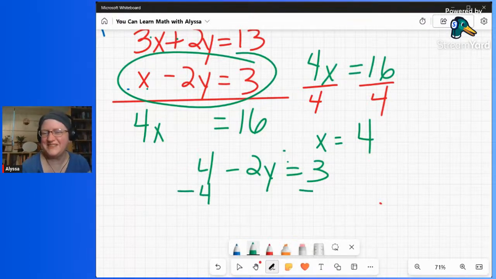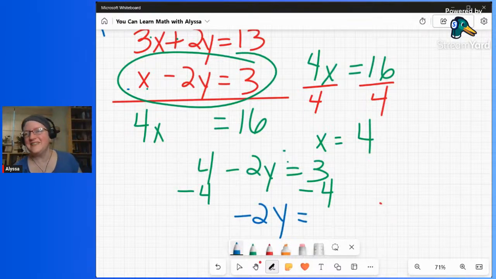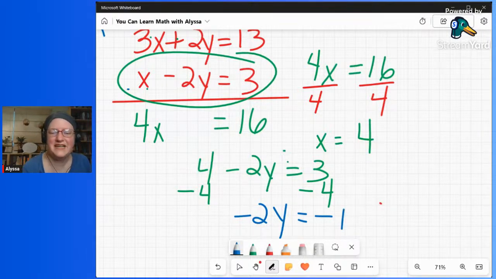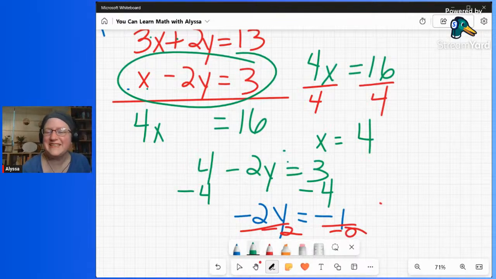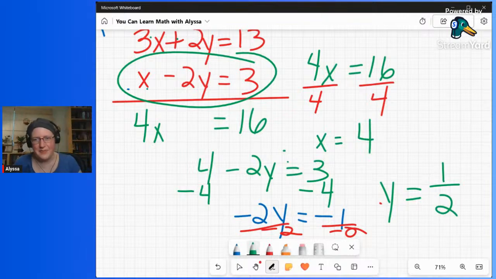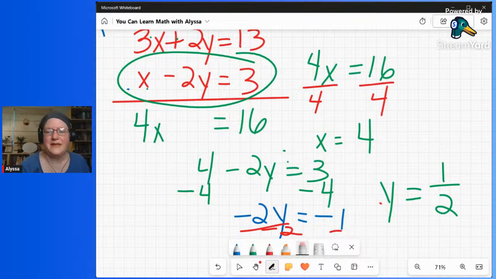Minus 4 from both sides. Get rid of that positive 4. So a negative 2y on the left. 3 minus 4 is negative 1. And if we divide both sides by negative 2 to get rid of that, I'm running out of room as always. Then I get that y is equal to a positive 1/2. Now I know that x is 4 and y is 1/2. And we go, okay, cool beans, there's my answer.